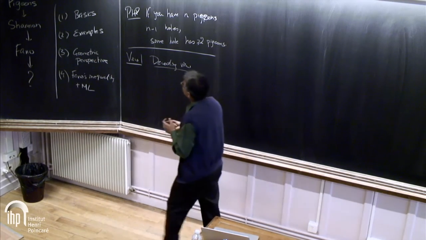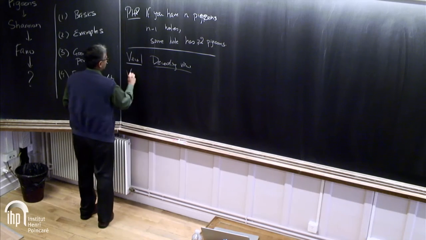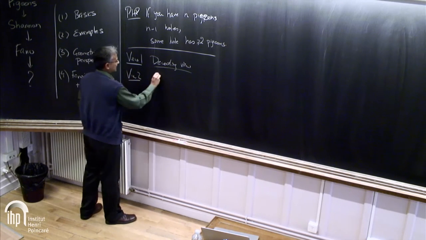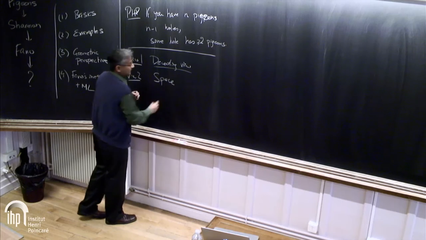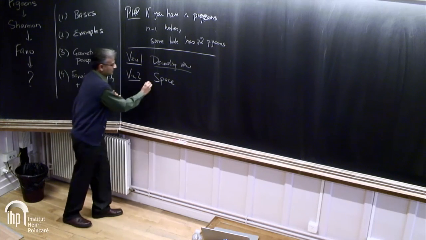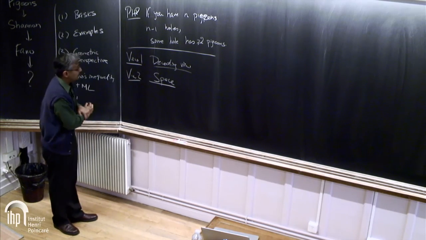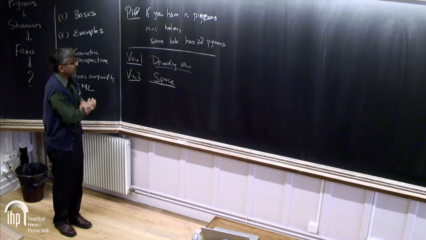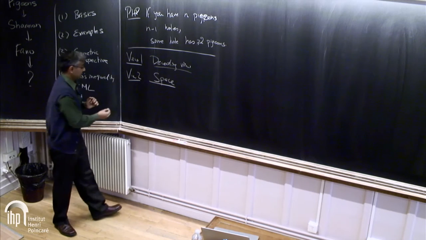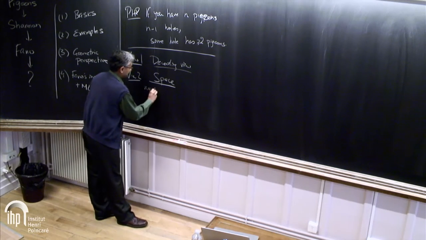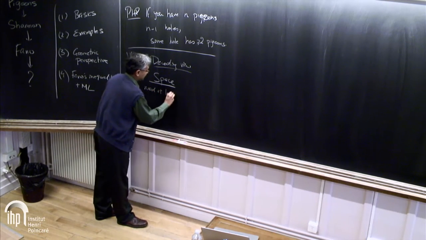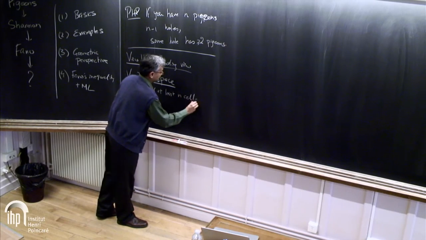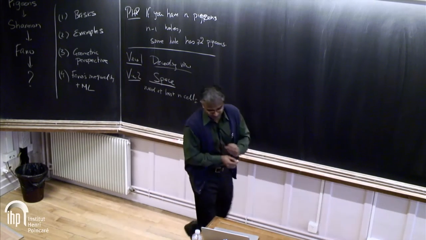The other view of the pigeonhole principle you can think of as a space view, which is in many ways the more commonly used view of this: if you need to store n things, you need n cells. Okay. So nothing particularly clever here.